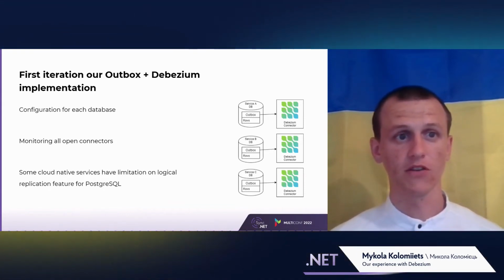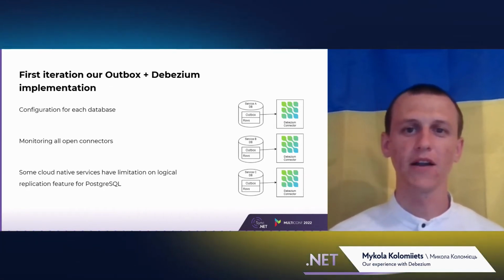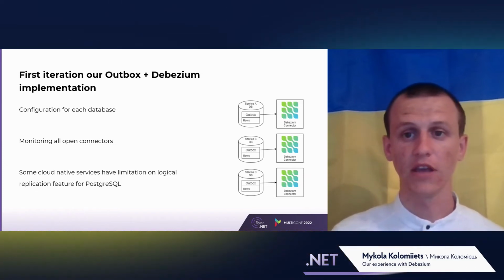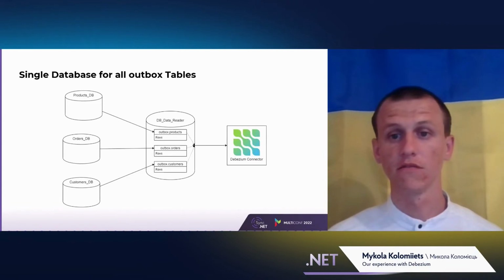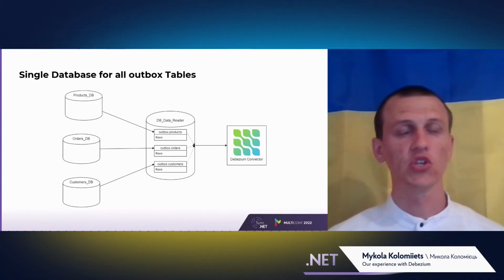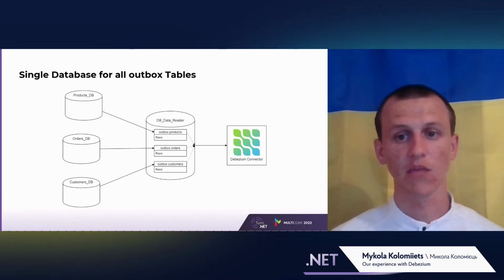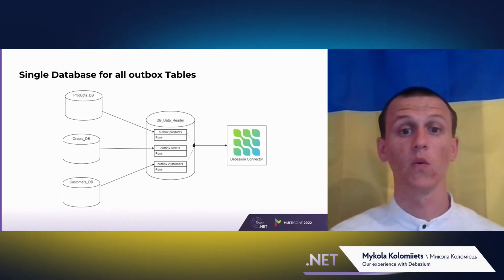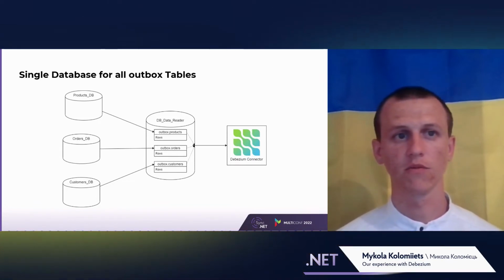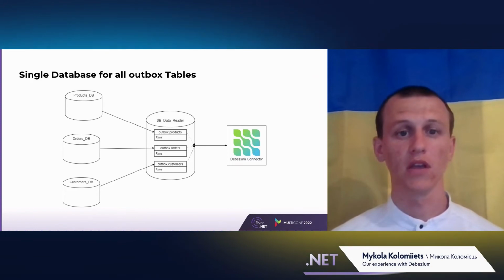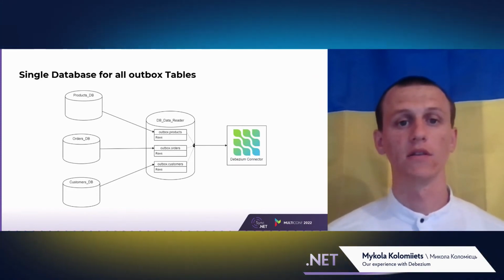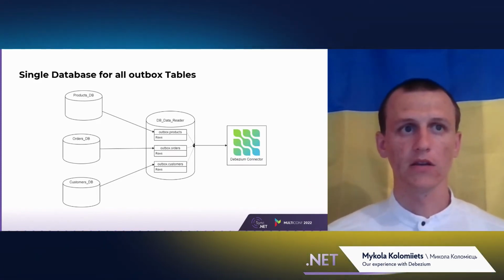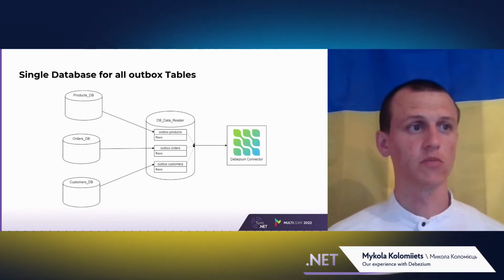And after we got this new set of problems, we found a new solution: create a single database for storing all Outbox tables and messages. Based on that, we need only one connector. So we need to configure, maintain and monitor only one Debezium connector. Of course, we updated some configuration, but it's not a big deal.